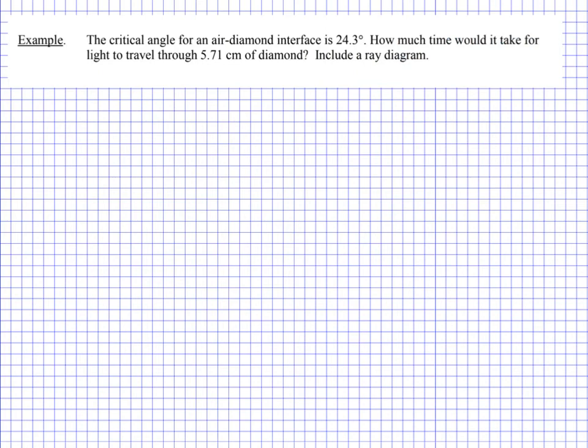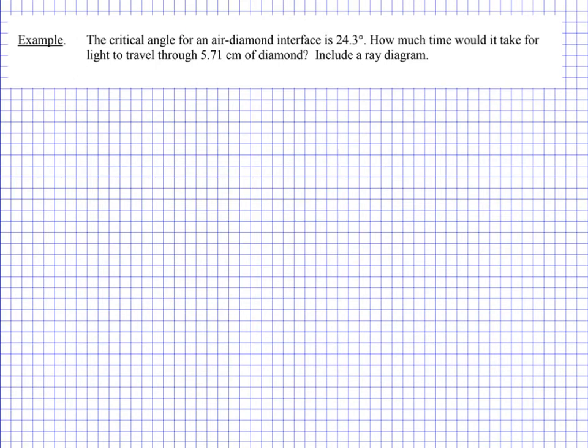Okay, example number 2 here. We have a critical angle question. We're given the critical angle to be 24.3 degrees. And now we're asked, in sort of a separate question, how much time would it take for light to travel through 5.71 centimeters of a diamond? Include a ray diagram. So crucially here, there's another two-step process.